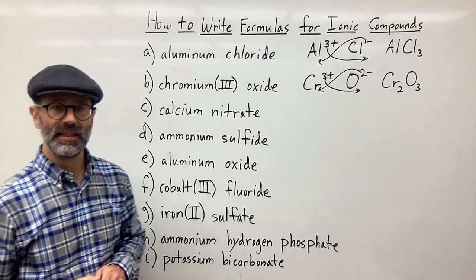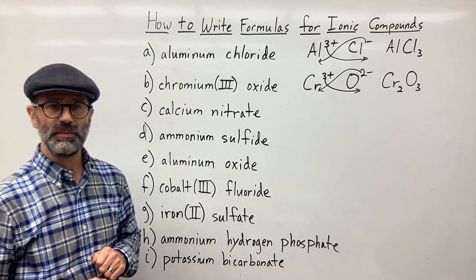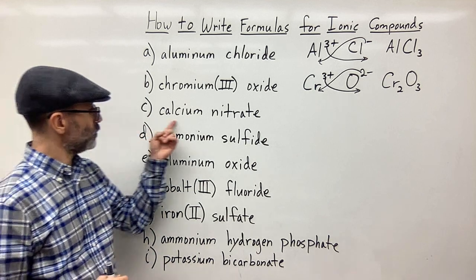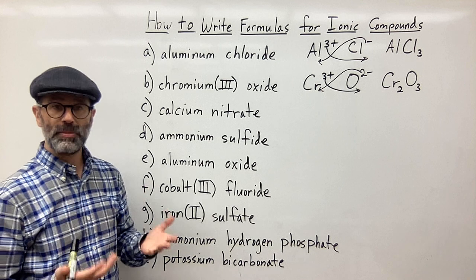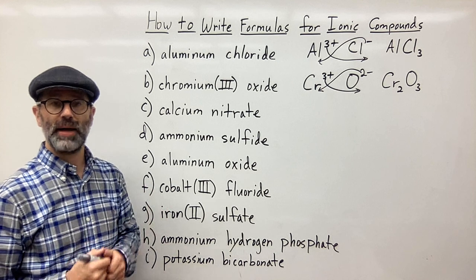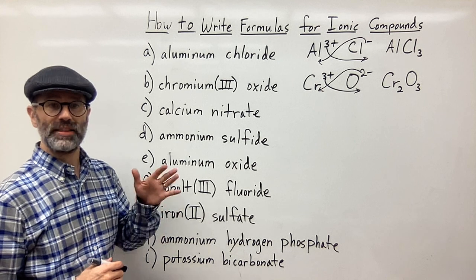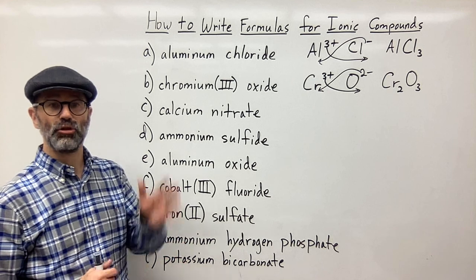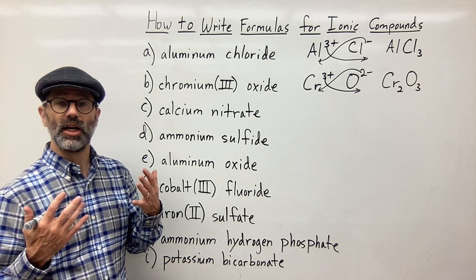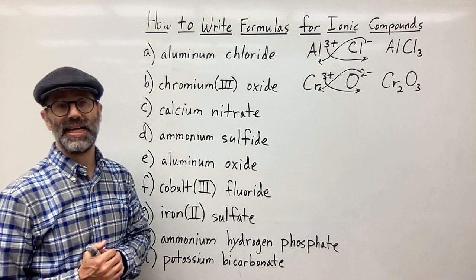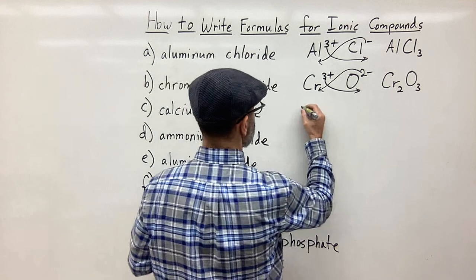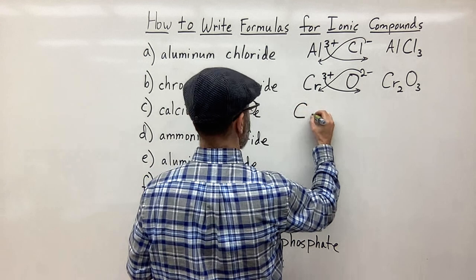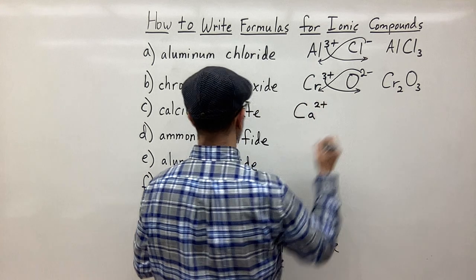Let's go on to C. C, we have calcium nitrate. So first, we're going to write down the ion for calcium. Calcium is a representative metal or a main group element. And so we know that's going to only have 1 charge. It's in group 2. So it's going to lose 2 electrons to be like the closest noble gas. And so it's going to have a 2+ charge. So it's going to be Ca2+.